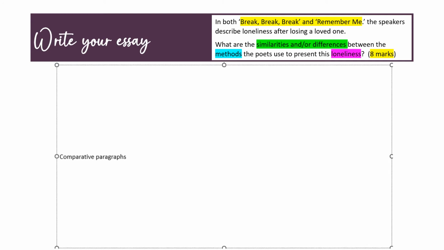Now I'm going to write my essay. It's quite a short answer. I've probably got about 10 minutes, 15 minutes at the absolute most, and I'm going to be aiming to write 2 comparative paragraphs, and I'm going to link the poems together as I go.